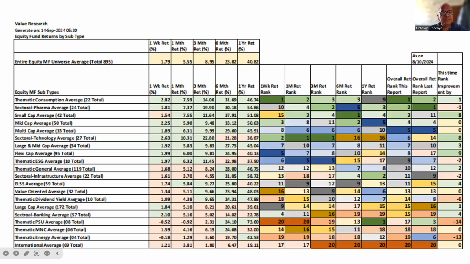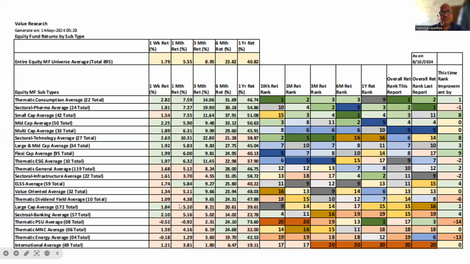Thematic dividend yield funds, red for 1 week and 1 month, green for 3 months, 6 months, and 1 year. Overall ranking is 14. It used to be 8 last time, so slippage by 6 points.